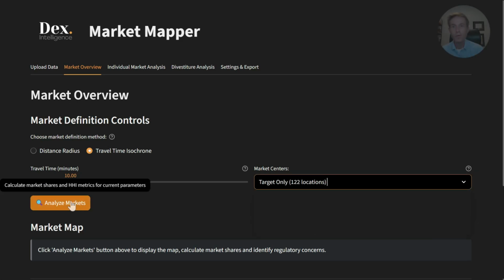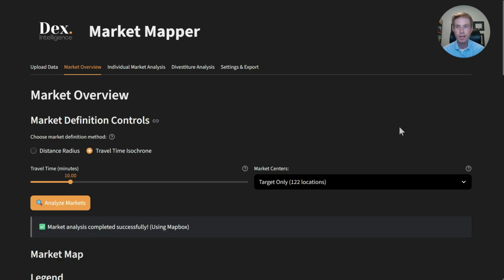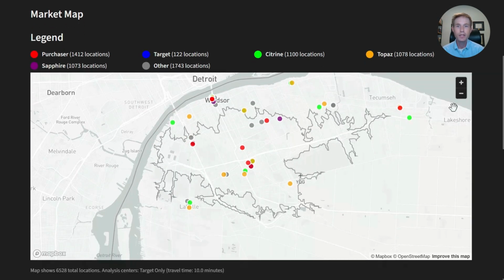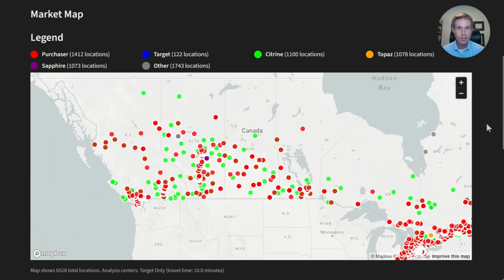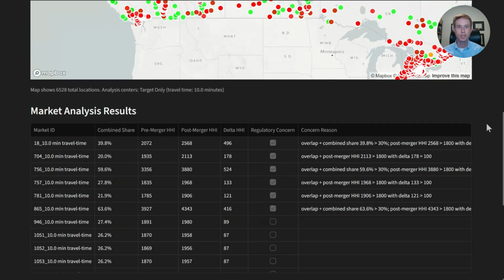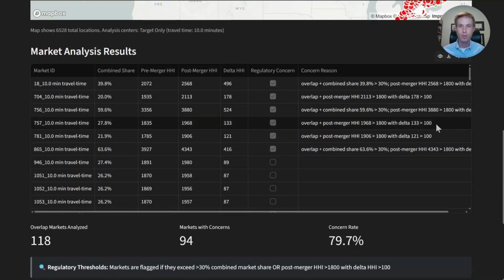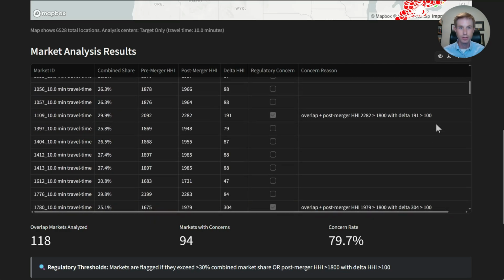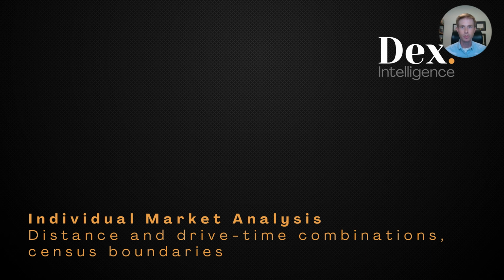Now we can do the same overview analysis for any drive time-based market definition. We use the slider to select 10 minutes around all target locations this time. Of course, we can choose whatever distance or drive time we want to investigate. We can see what those catchments look like on our national map. Below the map, we have the detailed competition analysis. Focusing on target locations, we have 118 overlapping markets with 94 with potential concerns across Canada, and we can drill down into those markets in the next module.